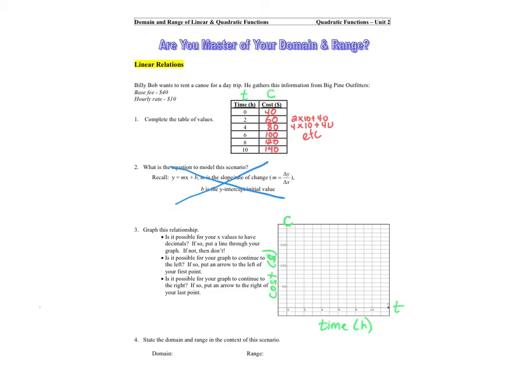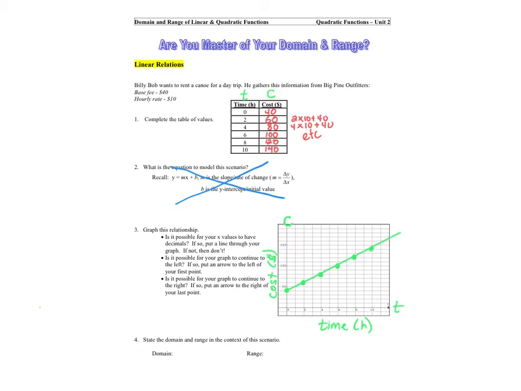For 0 hours, it was $40. For 2 hours, it was $60. For 4 hours, it was $80. For 6 hours, it was $100. For 8 hours, it was $120. And for 10 hours, it was $140. Now what we do is graph a line through those points.